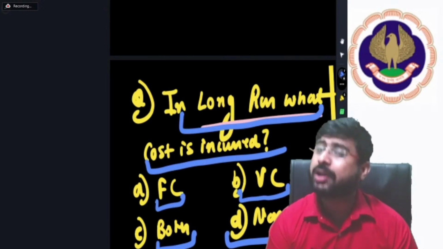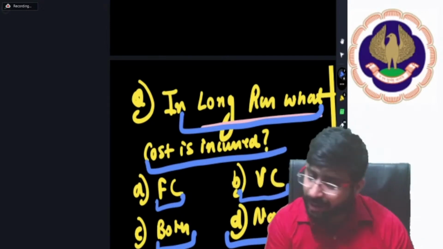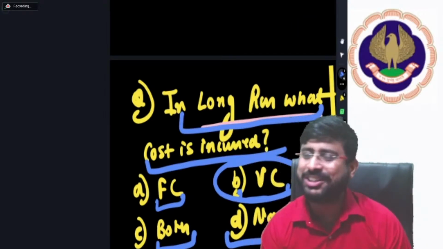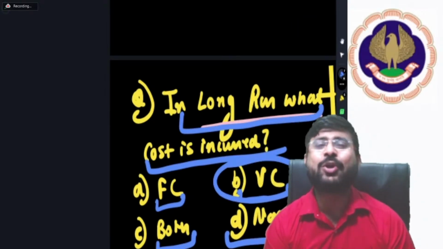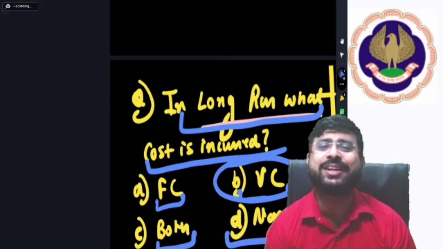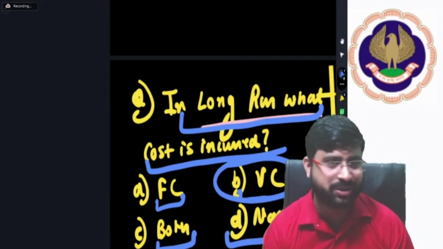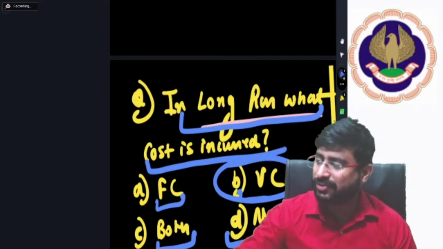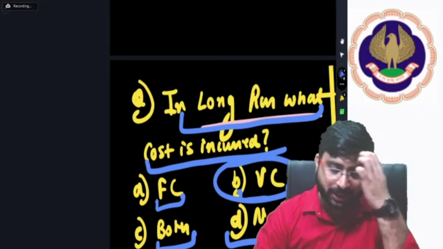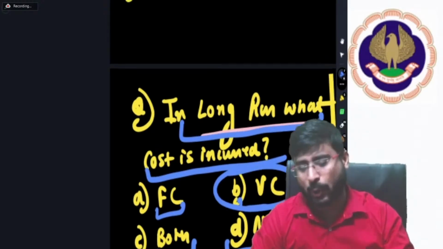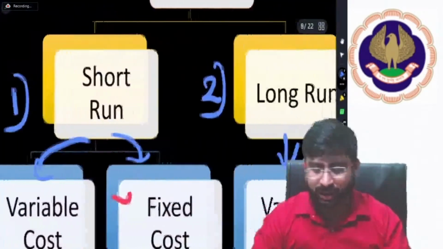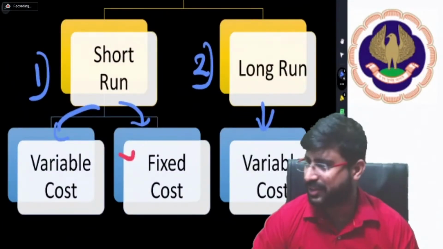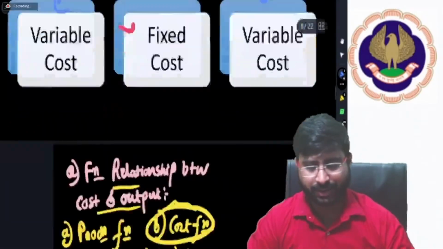Absolutely. We are talking long run. In long run, only variable cost is incurred. In short run, it's both fixed and variable. In long run, all the costs are variable only. Why would there be something called fixed cost? In short run, there is fixed cost. So the answer is variable cost. I hope it's crystal clear, friends. All right, sir. We are crystal clear with this one. Great.